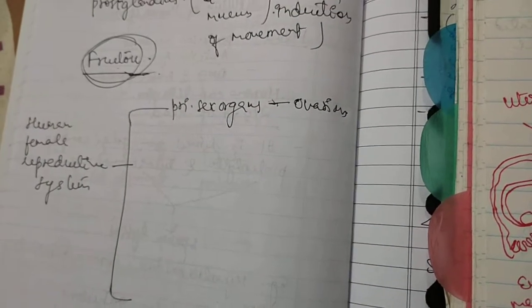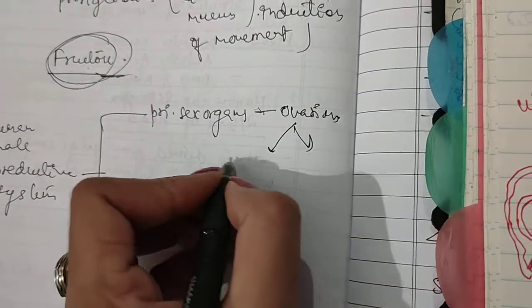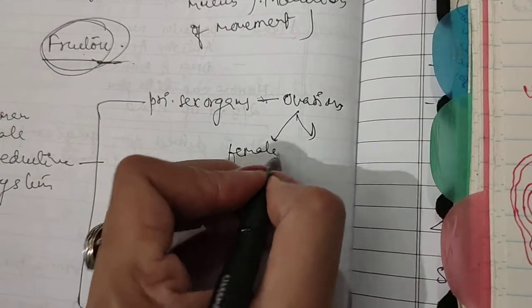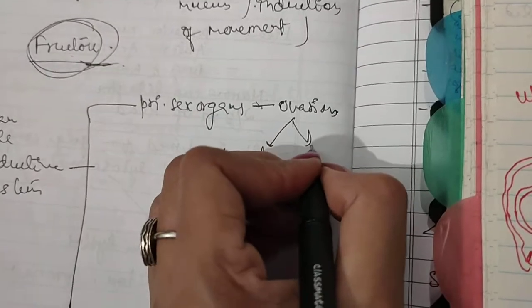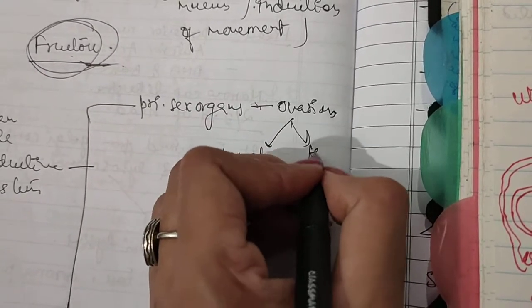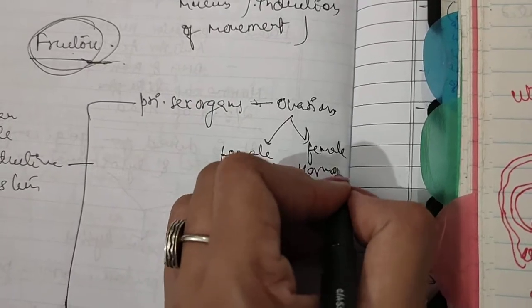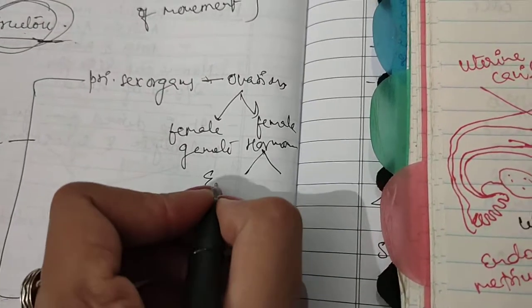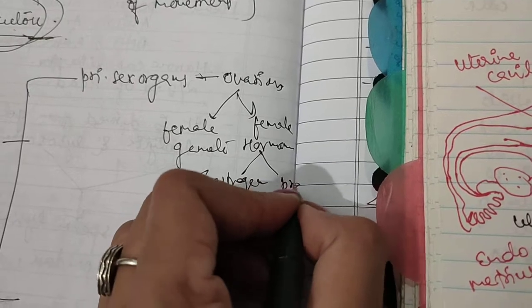which are meant for the production of female gamete, that is ovum, and also it produces female hormones, that is estrogen and progesterone. What are the female hormones? Estrogen and progesterone.